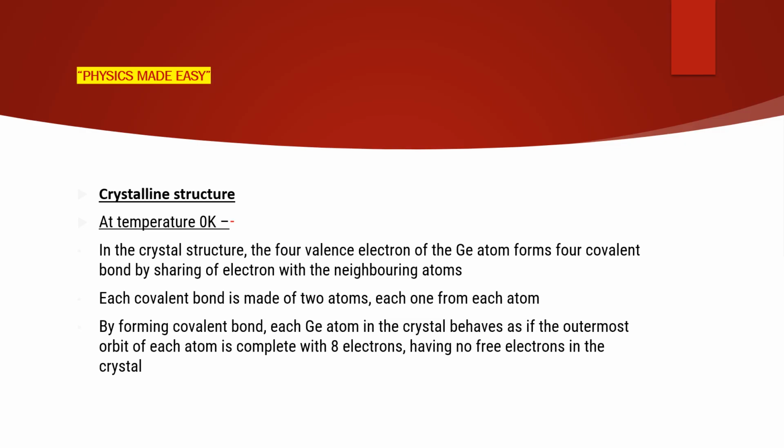When the temperature is 0 Kelvin, in the crystal structure of germanium, or we can take the example of silicon, the 4 valence electrons form 4 covalent bonds by sharing electrons with the neighboring atoms. Each covalent bond is made of 2 electrons, one from each atom. By forming covalent bonds, each germanium atom in the crystal behaves as if its outermost orbit is complete with 8 electrons, and there are no free electrons because they create a bond by sharing, and there must be 8 electrons in the last shell.